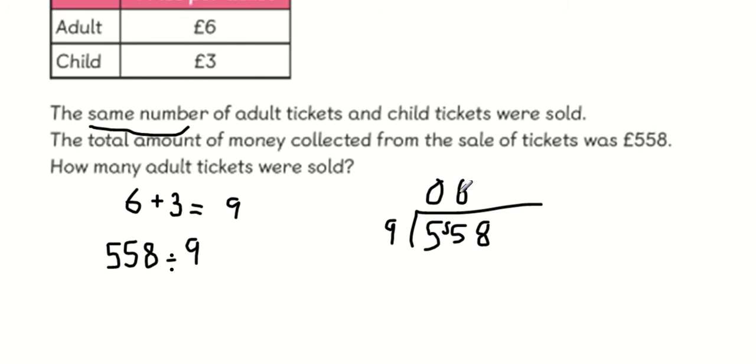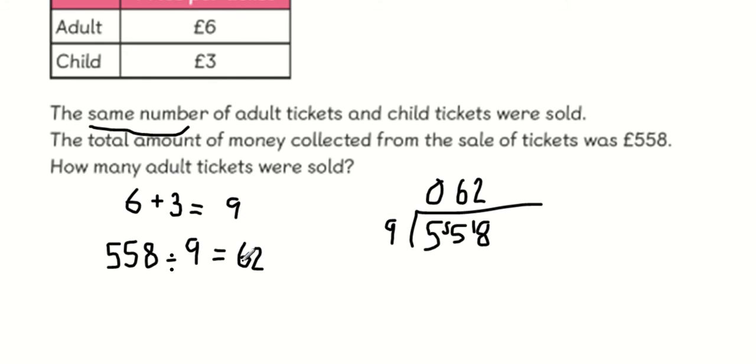Okay, but I've still got 1 left over. 6 times 9 is 54. You need to add 1 more to get to 55. So I'm going to bring that 1 left over down here. And then we get 18. How many 9s fit into 18? I know, that's 2. Okay. 62 tickets then. 62 tickets. Let's have a look.